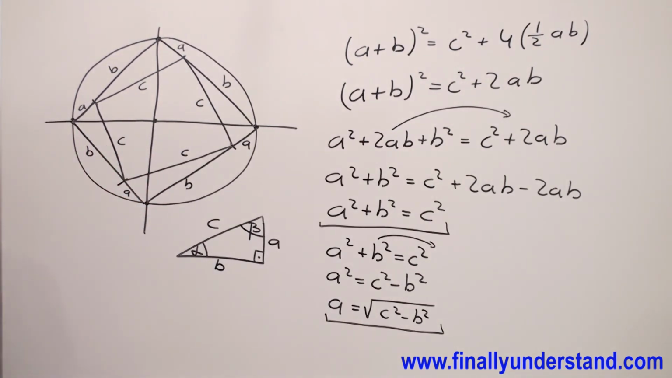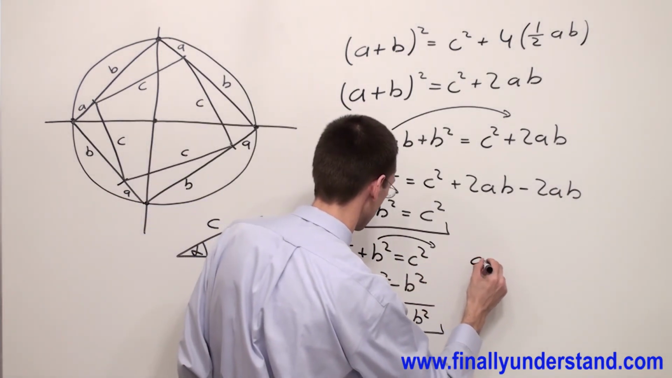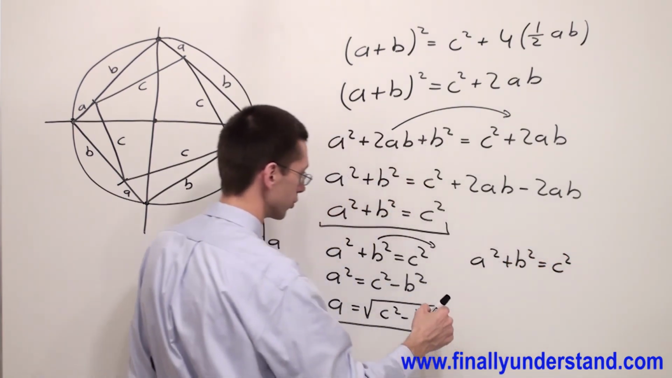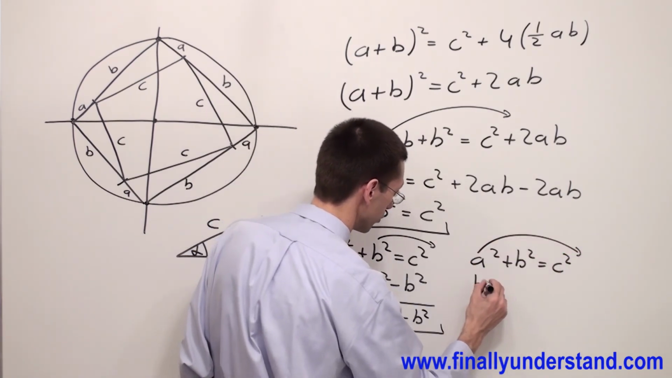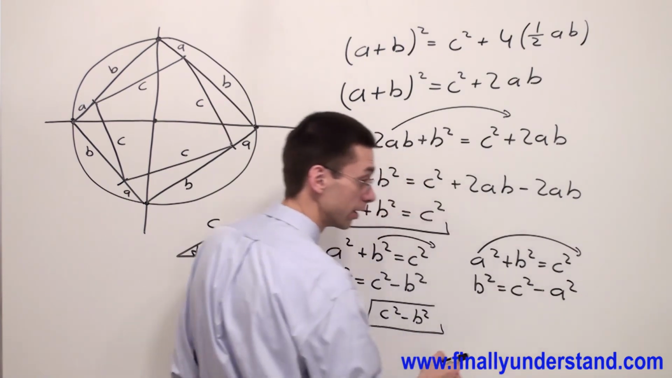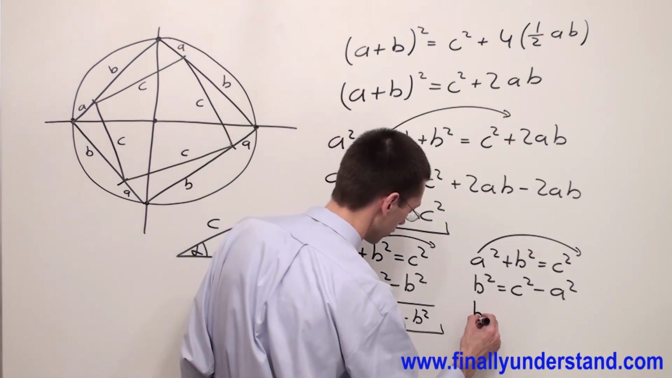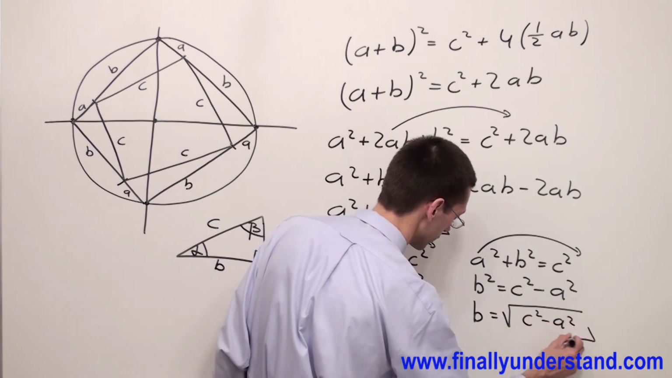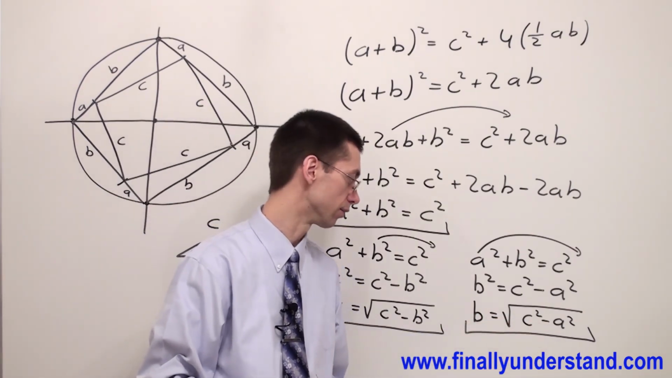If you want to find the formula for B, let me just copy down this formula one more time. A squared plus B squared equals C squared. In order to find B, I have to move A squared to the right side. And I'm going to have B squared equals C squared minus A squared. I have to take the square root of both sides of the equation, and I'm going to have B equals the square root of C squared minus A squared. And this is the formula for side B if sides C and A are given.